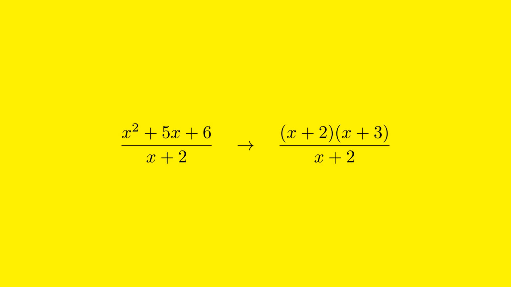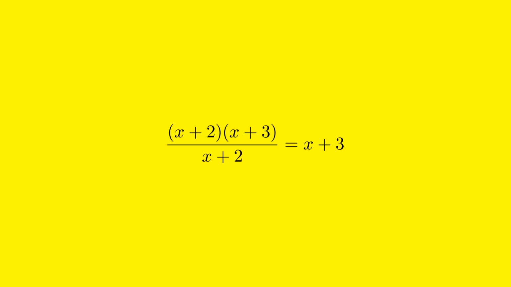The numbers that satisfy these conditions are 2 and 3, because 2 times 3 is 6 and 2 plus 3 is 5. Therefore, we can rewrite x squared plus 5x plus 6 as x plus 2 times x plus 3. Thus, the original expression x squared plus 5x plus 6 over x plus 2 is altered to the factored form x plus 2 times x plus 3 over x plus 2. This transformation simplifies our problem by revealing common factors in the numerator and denominator, which can be cancelled out in the next step.